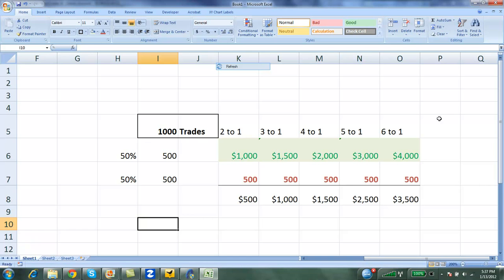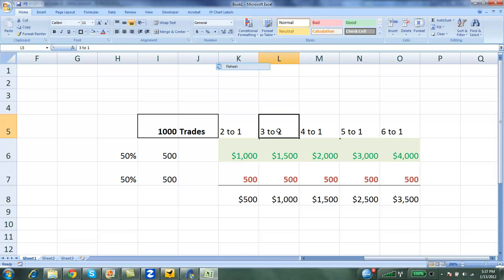Over the course of 1,000 trades, we would have 500 winners and 500 losers. With a system that had winners that were 2 times bigger than the losers, over the course of that 1,000 trades, we could make, say, $1,000 and lose 500 for a net gain of $500. Now, you might have a larger account and the dollar amounts are going to be different, but let's just go along with this for now.